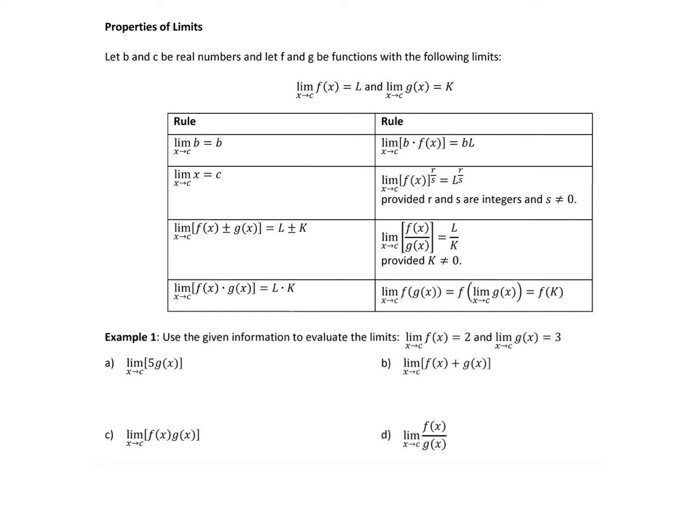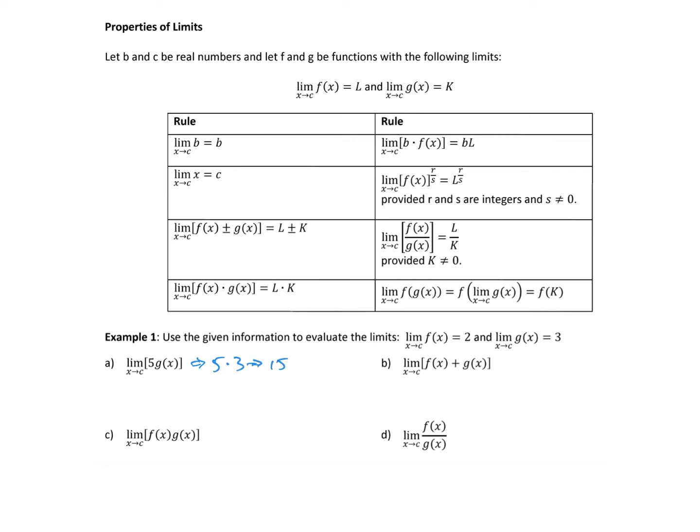So let's look at example 1. We have this information given. The limit as x approaches c of your function f equals 2, and the limit as x approaches c of g equals 3. Even Nathan can do this first one: the limit as x approaches c of 5 times g of x. Well, what's the limit as x approaches c of g of x? It'd be 3, so then it'd be 5 times 3, which is 15. That's how easy that is.